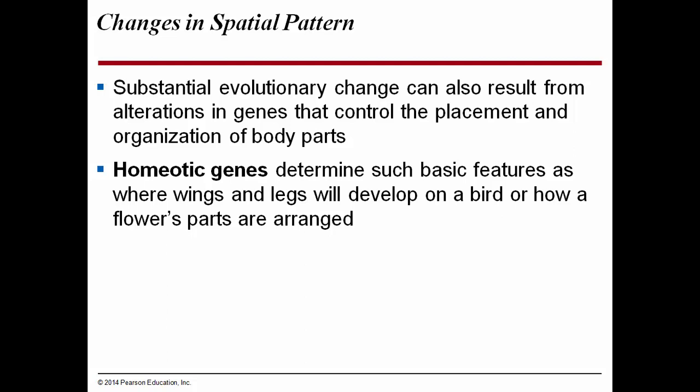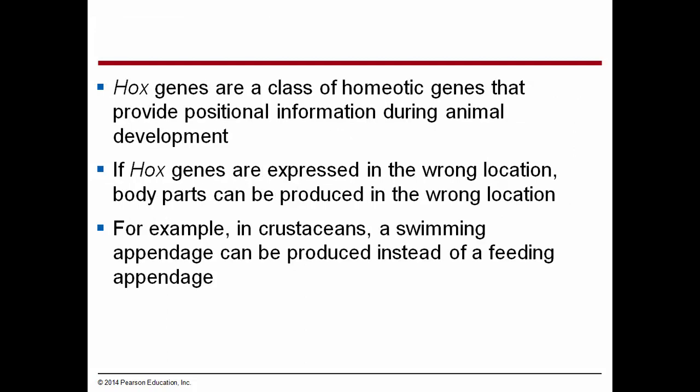Changes in spatial pattern. Substantial evolutionary change can also result from alterations in genes that control the placement and organization of body parts. Homeotic genes determine such basic features as where wings and legs will develop on a bird or how a flower's parts are arranged. Hox genes are a class of homeotic genes that provide positional information during animal development. If Hox genes are expressed in the wrong location, body parts can be produced in the wrong location.